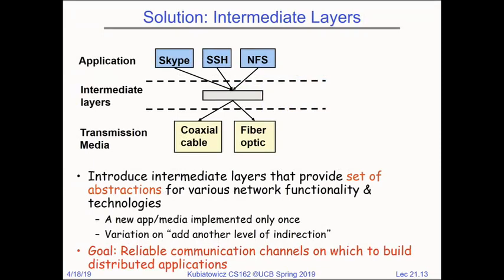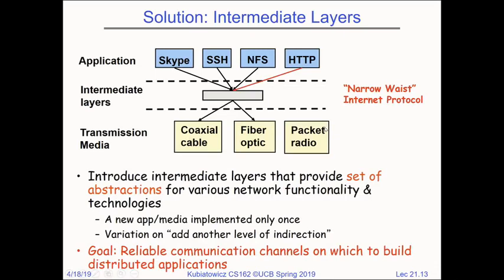Okay, good. What do we do? We put a standardized API in the middle, and that intermediate layer gives us an API that provides a set of abstractions for network functionality. And so a new app or media is implemented only once by going through the proper API. We can add new apps. We can add new technologies. And this all kind of works because we picked a good narrow waist technology in the middle. And so the goal of doing distributed systems in a way that works well is really about picking APIs.